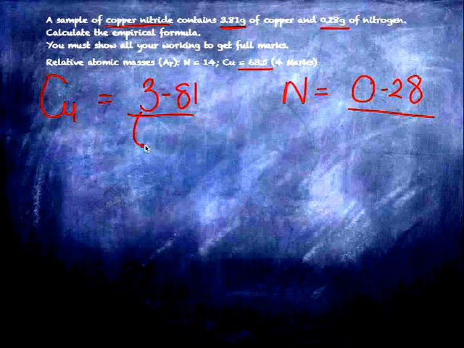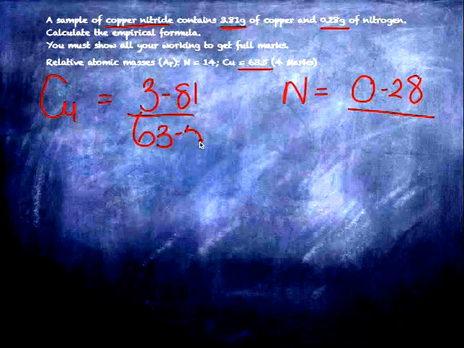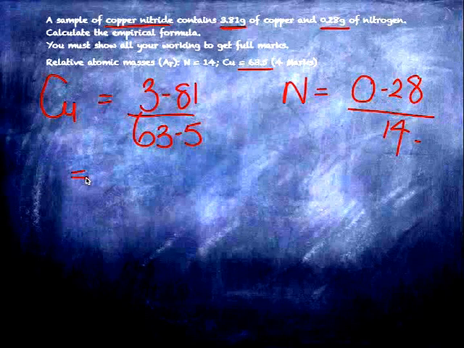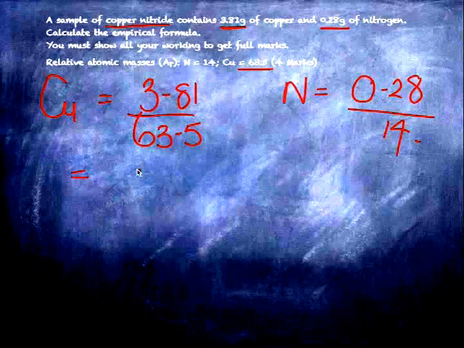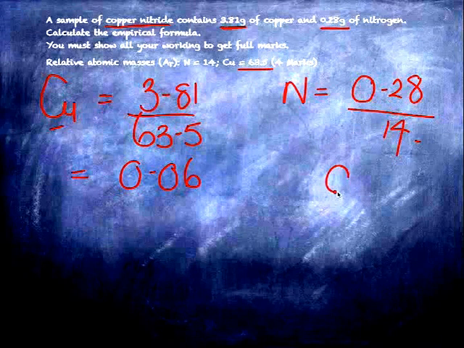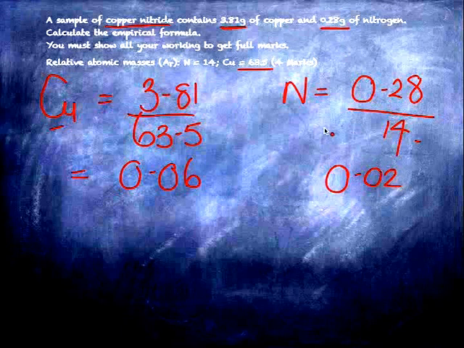Copper is 63.5 and our nitrogen is 14. When we plug those into the calculator, it works out that we have 0.06 moles of copper and we have 0.02 moles of nitrogen.